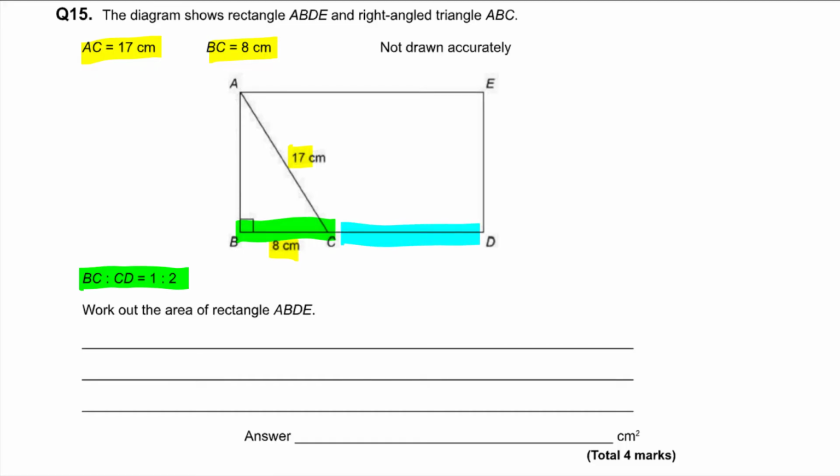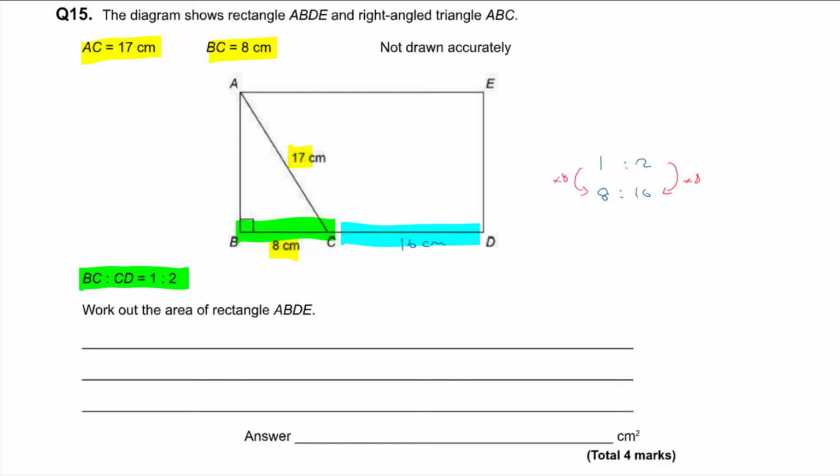If these are in a ratio of 1 to 2, then we know that BC is 8. Then the other one is going to be, well, we're timesing by 8, aren't we? Timesing up by a factor of 8. So this side, timesing up by a factor of 8, is going to give me 16. So that side there is 16 centimeters.